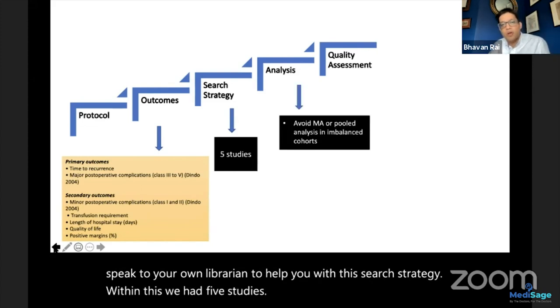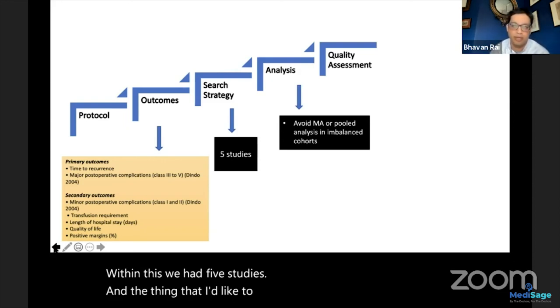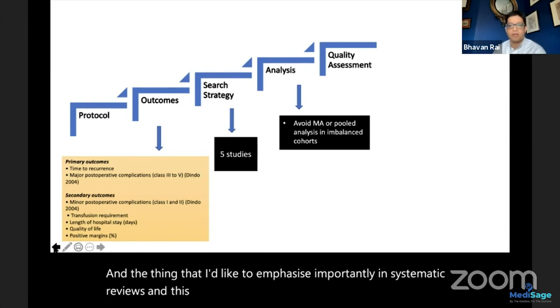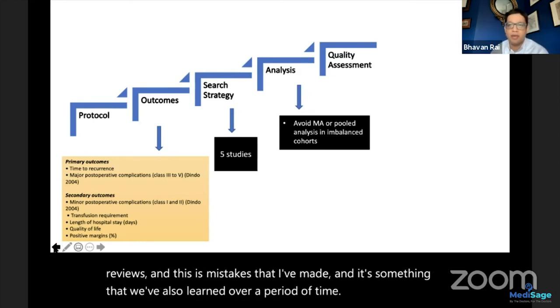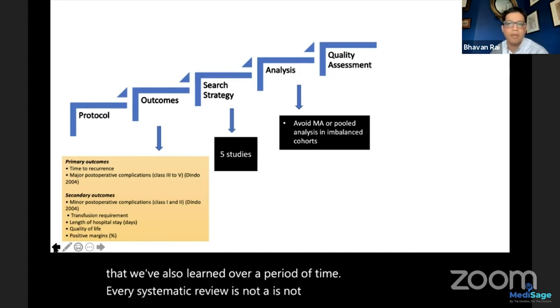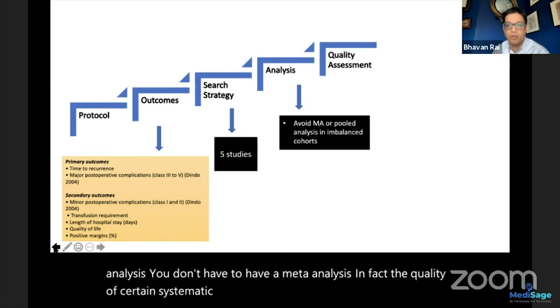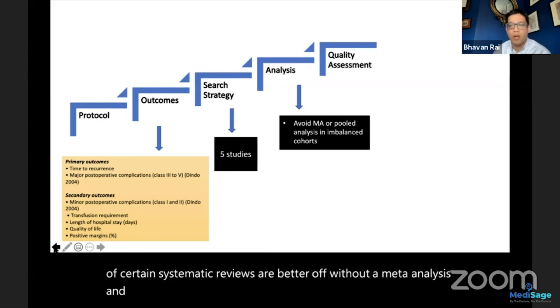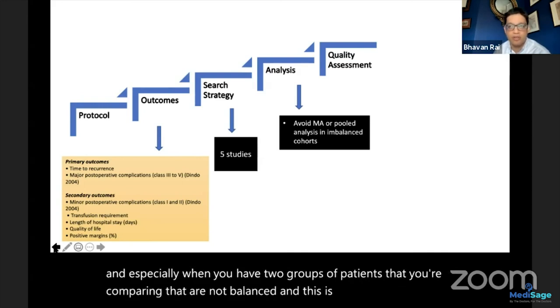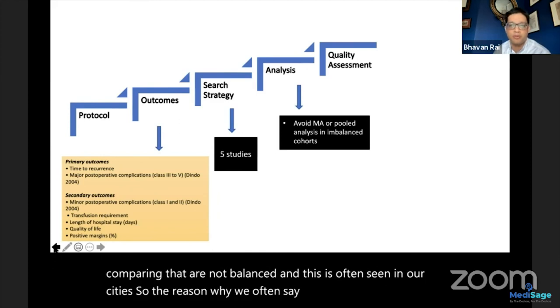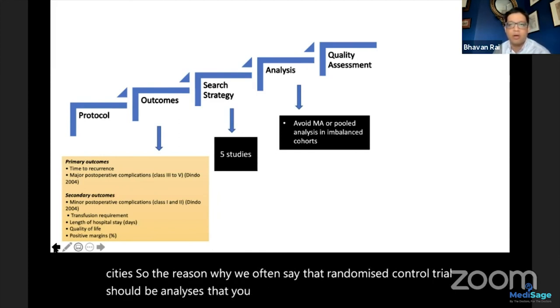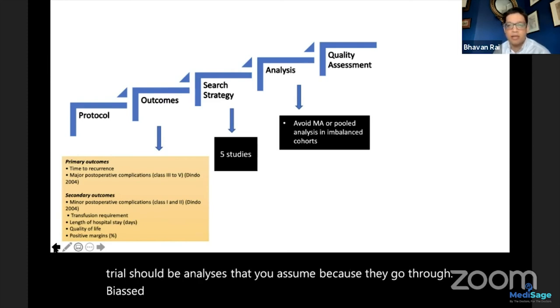The thing that I'd like to emphasize in systematic reviews, and these are mistakes that I've made, something we've also learned over a period of time, is that every systematic review is not tantamount to a meta-analysis. You don't have to have a meta-analysis. In fact, the quality of certain systematic reviews is better off without a meta-analysis, especially when you have 2 groups of patients that you're comparing that are not balanced. And this is often seen in non-RCTs. The reason we often say that randomized controlled trials should be analyzed is that you assume, because they go through a bias process, that the likelihood of imbalance between the 2 cohorts is not very high.